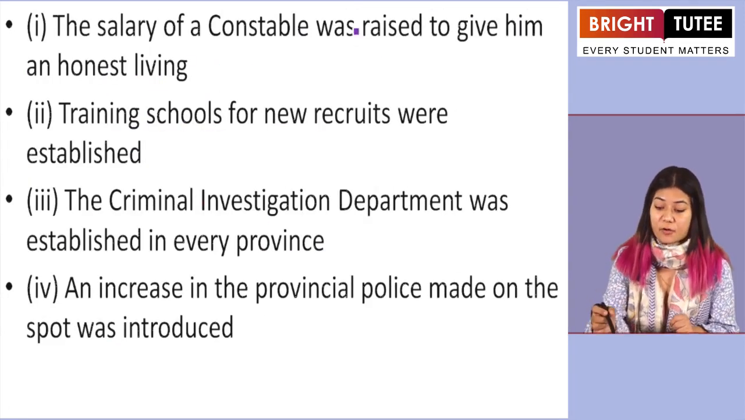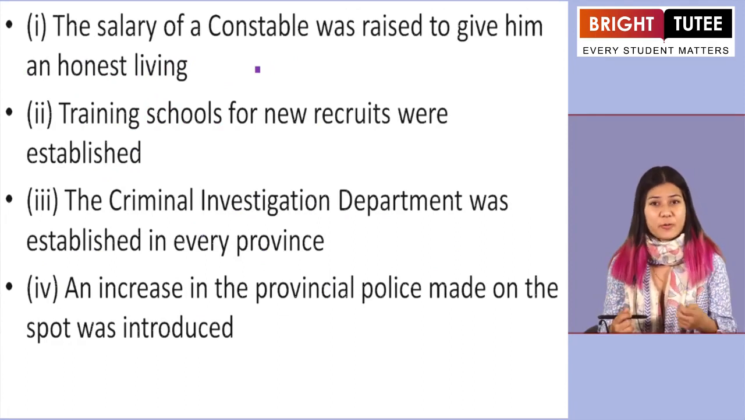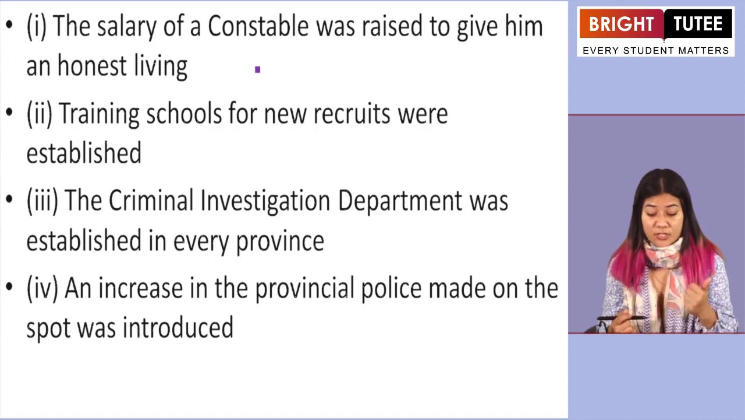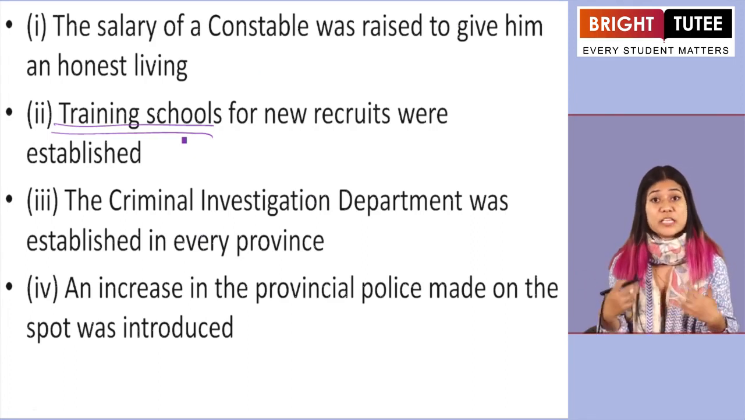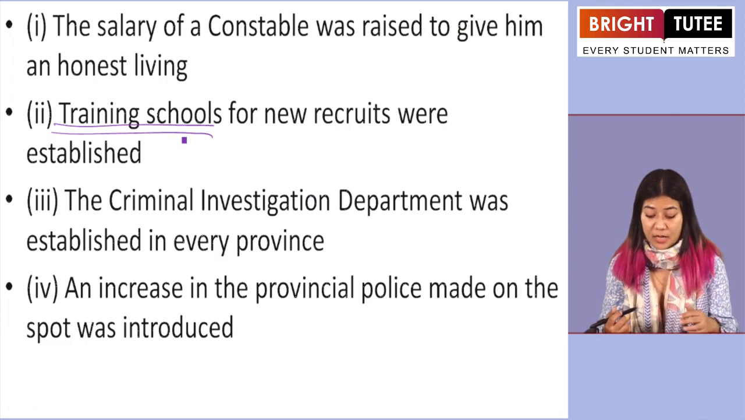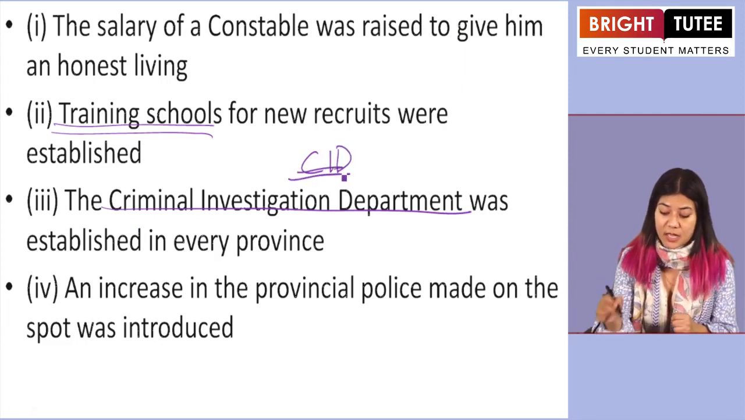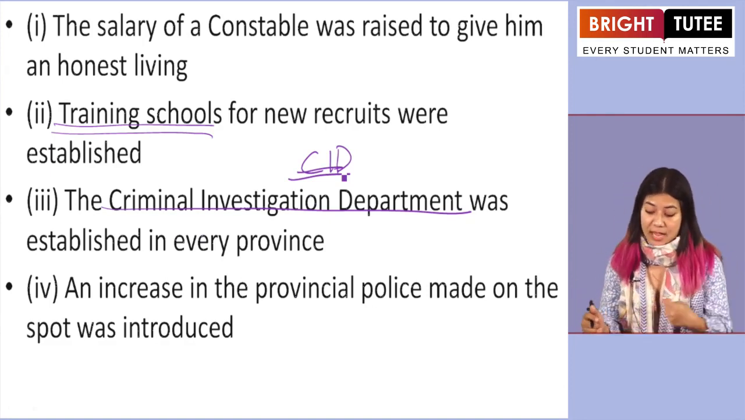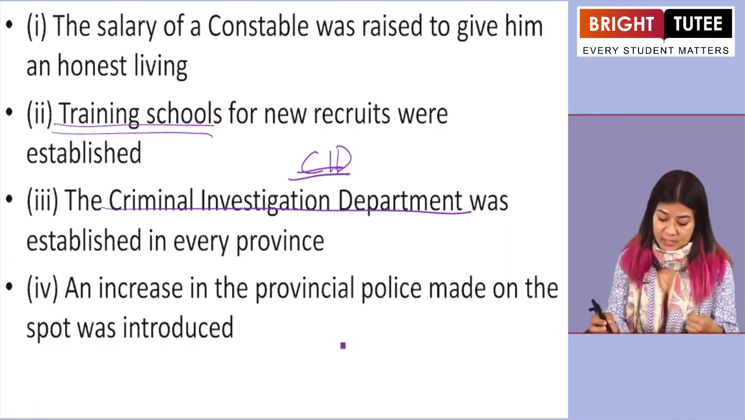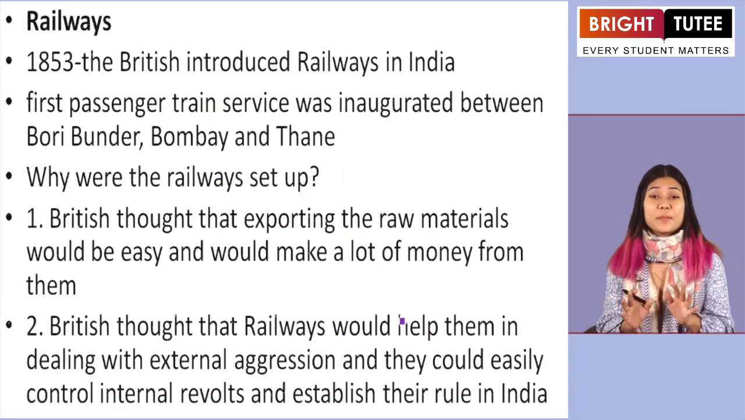It said that the salary of a constable should be raised, so that the constables can have a decent living. Otherwise, the salary was too low. And the report said that training schools should be established for new recruits, for new policemen who are eager and interested to join and become a policeman. They also suggested that a criminal investigation department, CID, should be established in every province, in the province of Bengal, in the province of Madras, in the province of Bombay. And the provincial police should be increased. The number of police should be increased. Okay, these were the recommendations.